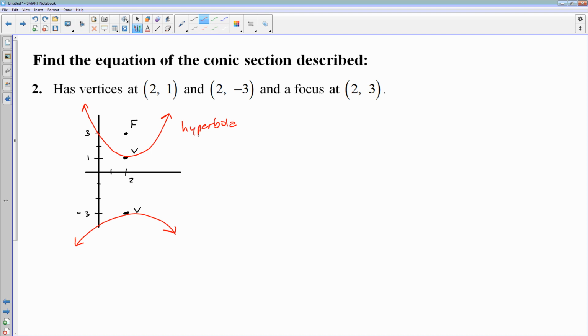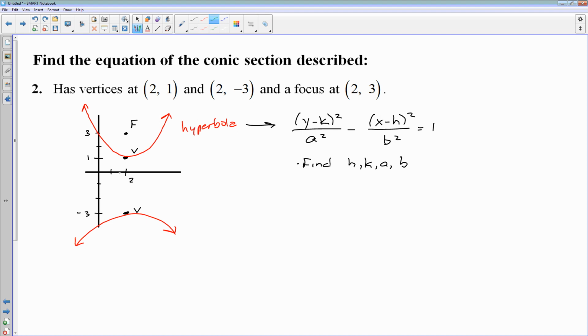And since my hyperbola opens up and down, I know the general form is y minus k squared over a squared minus x minus h squared over b squared. I know the y has to be first because this thing is going up and down. If my hyperbola went left and right, then I would know that x goes first. So now what I have to do to finish solving this is I need to find h, k, a, and b. If I can find those four things, then I can plug them into the equation and I'll be done.